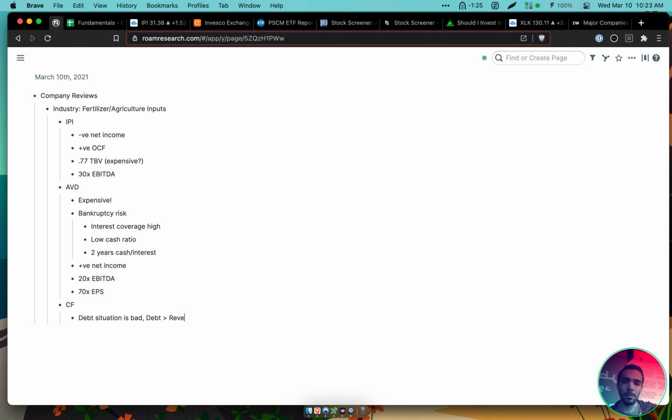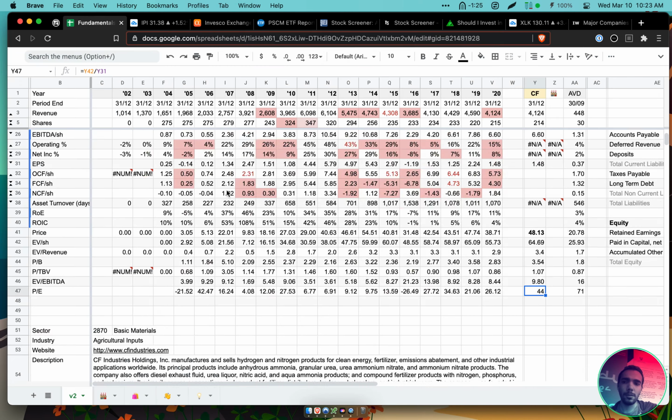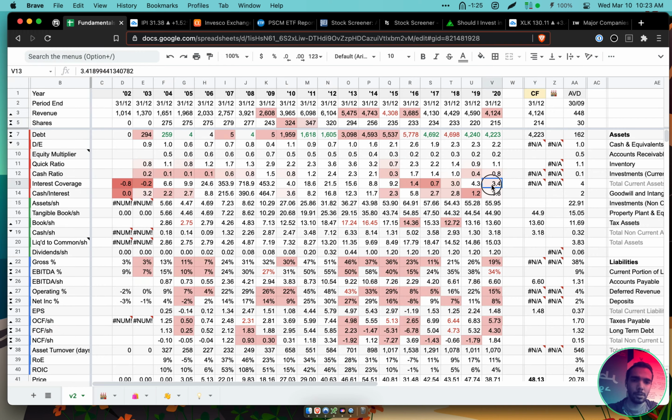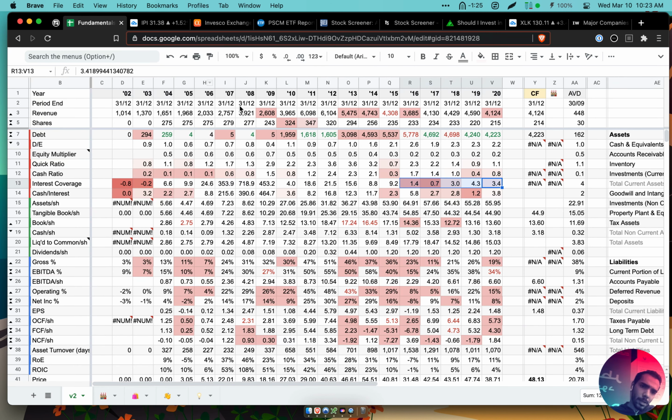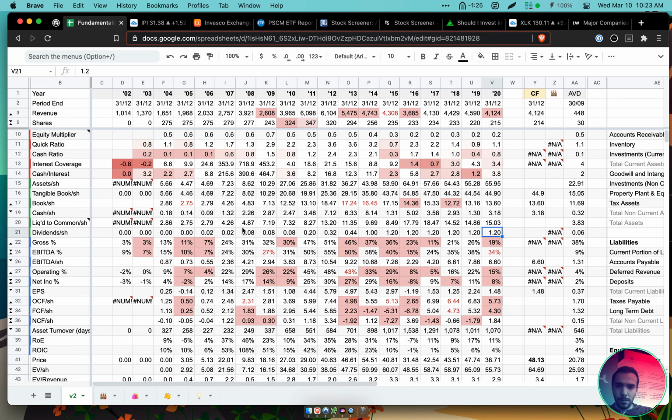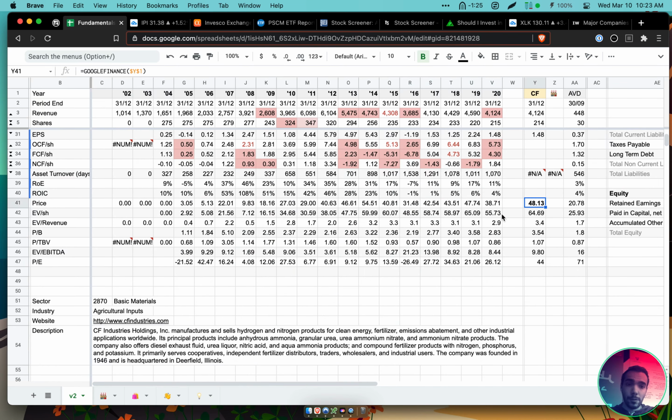Debt greater than revenue. But still, you can see that interest coverage is 3. Interest coverage is 3 means your net income more than covers your interest expense. So that's good. Interest coverage 3.8, I think, which is good. Yeah, it looks all right. And strong dividend, 1.2. It is expensive, though.